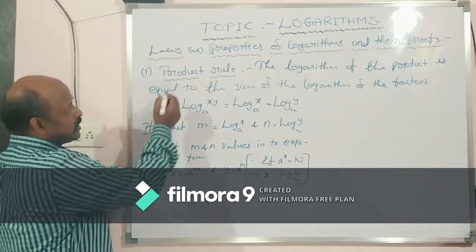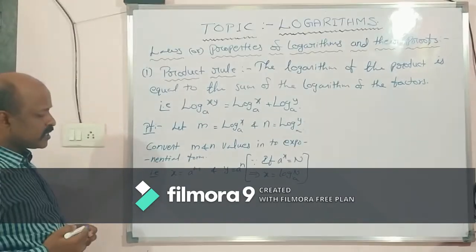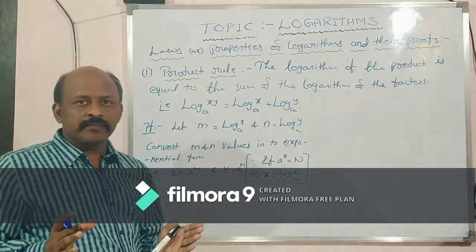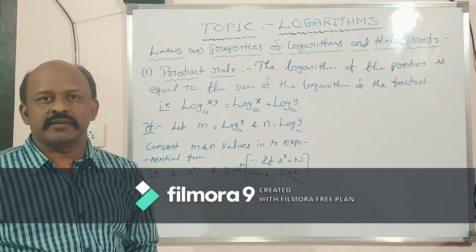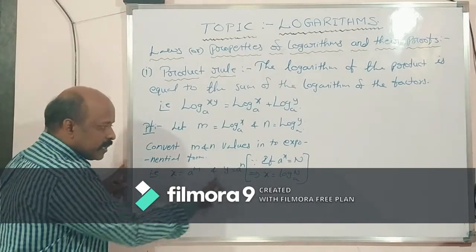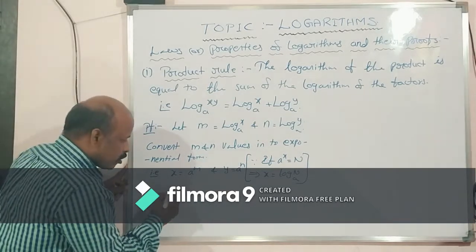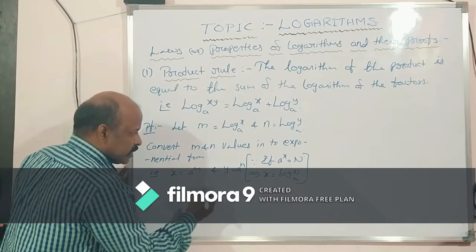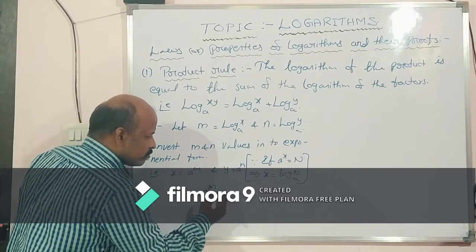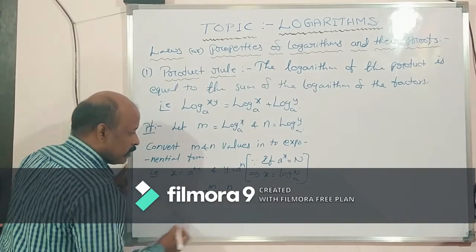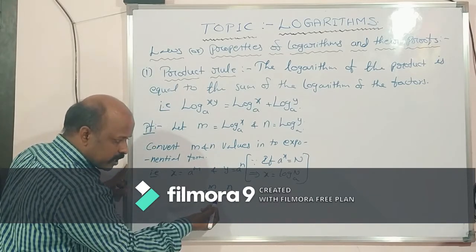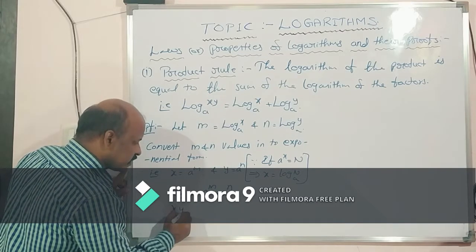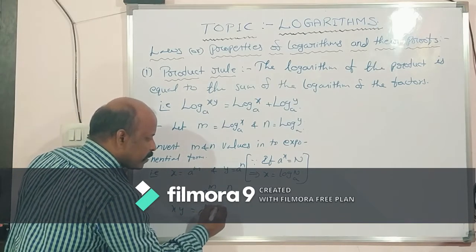After that, this is a product rule. So product rule means what? Product is nothing but multiplication. So that's why we have to multiply these two x and y values. So I'm going to multiply: xy is equal to a power m into a power n. So here bases are same, we have multiplication symbol, power should be added. So xy is equal to a power m plus n.